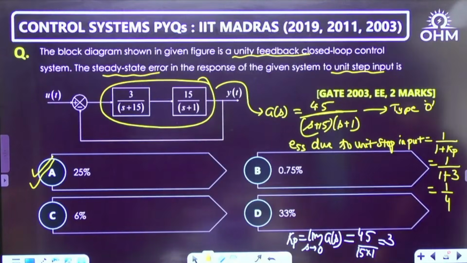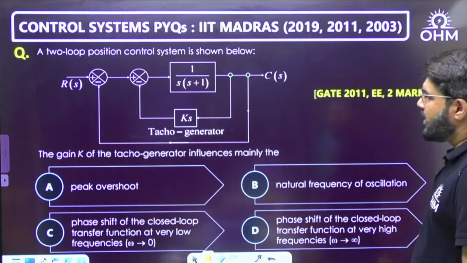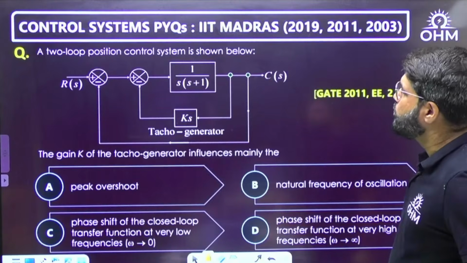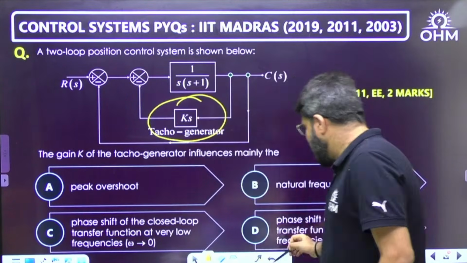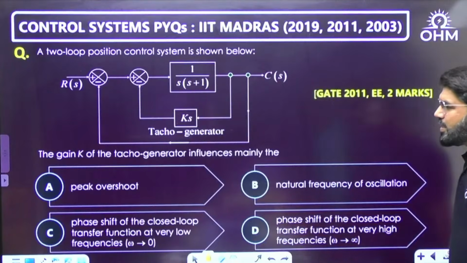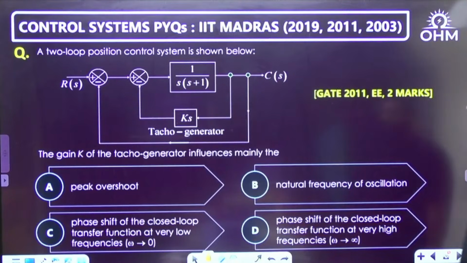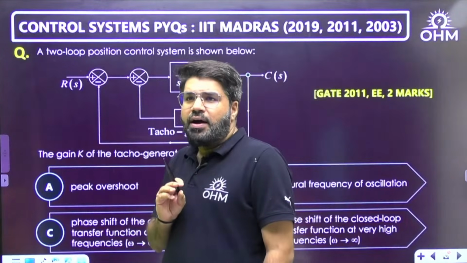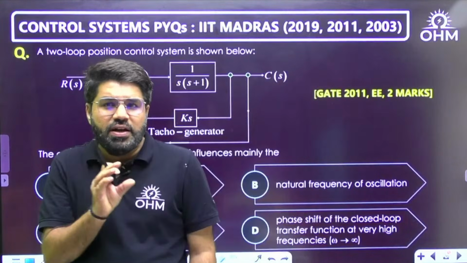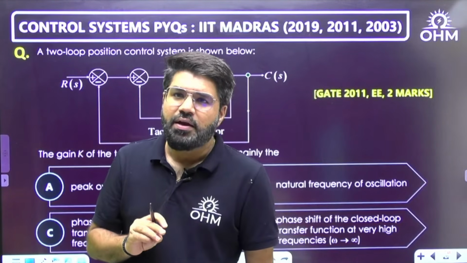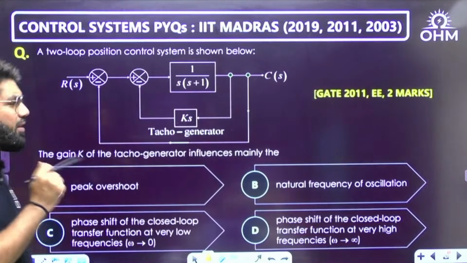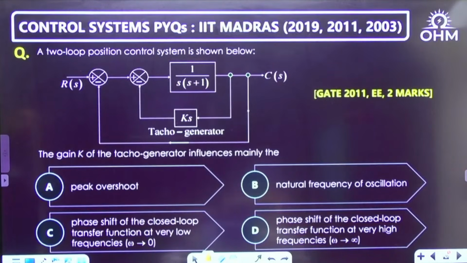Okay, next question. The gain of the two loop position control system is given. There is a tachometer, a tacho generator, which is basically a derivative feedback controller. The gain of the tacho generator influences mainly what? If you know the conclusions of the derivative feedback controller, then you can say the answer to this, or otherwise you can still play with the characteristic equation.